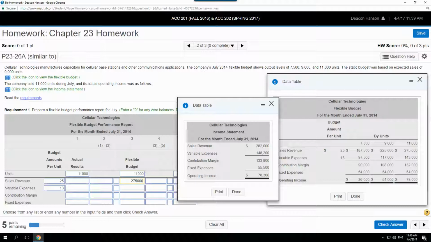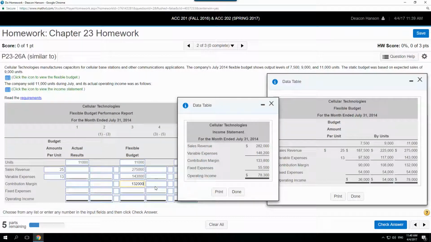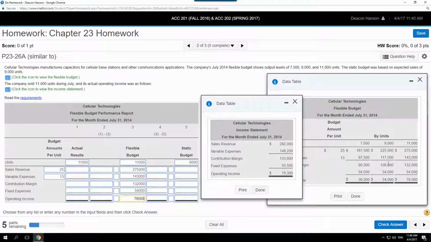275, 143. That difference between the two is your contribution margin of 132. And then you got fixed cost of 54. Okay, so that's the flexible budget. Now the static budget is based on the 9,000 units. So we can pull this column here, because that's budgeted unit amounts, right, times the static number of units. So we'll pull that column in here.